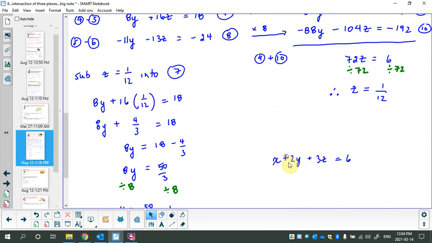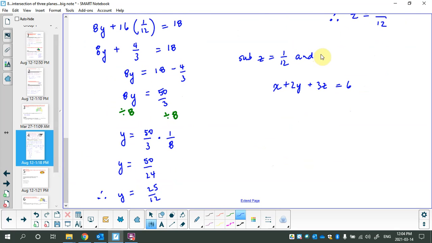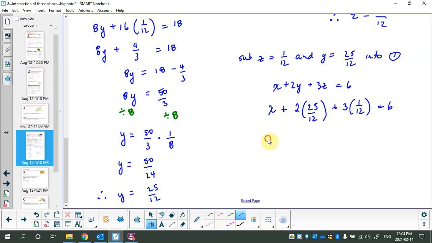And because this is all over the map and there's so many steps, you have to tell me what you're doing. So I'm going to sub z is equal to 1 over 12 and y is equal to 25 over 12 into, and I chose 1. So x plus 2 times 25 over 12 plus 3 times 1 over 12 equals 6.